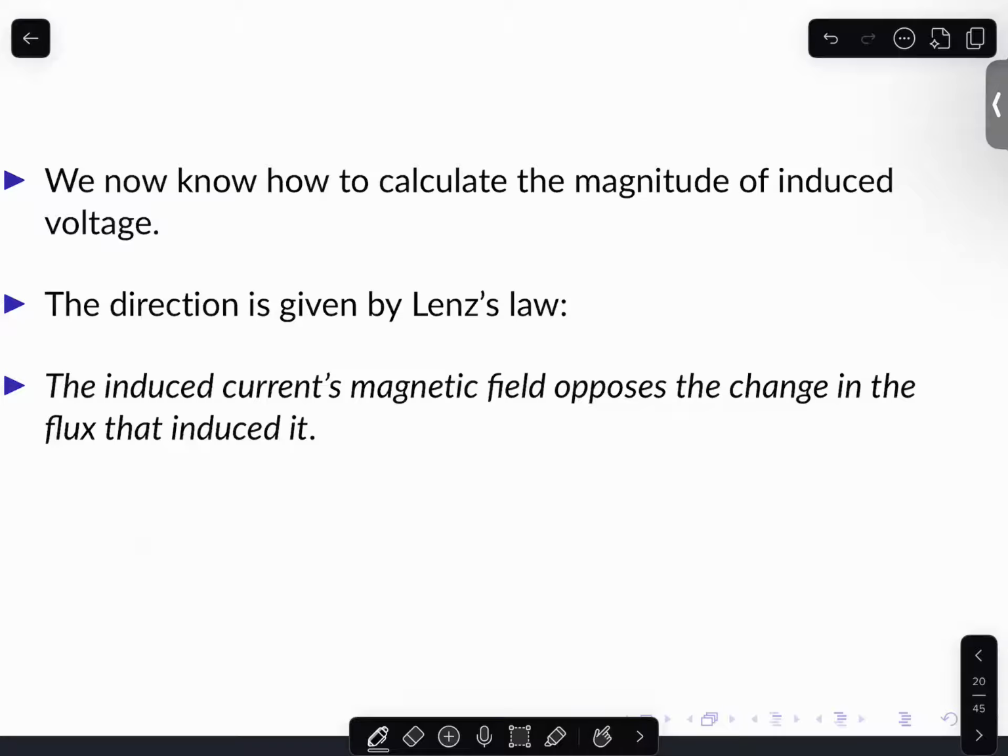What was step 1? Find the flux to start with, right? Step 2 was find how that is changing, right? The flux that induced it and how that is changing. Step 3 was what? The reaction field is going which direction? Opposes the change. And step 4 is what? The induced current, that guy's magnetic field, that guy's magnetic flux is whatever direction opposes the change in the original.